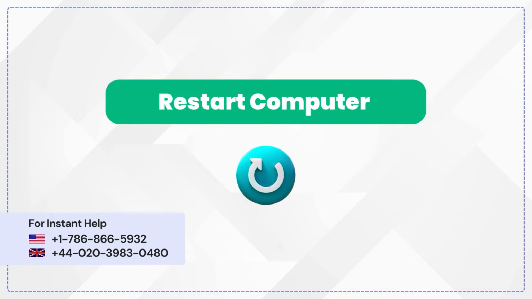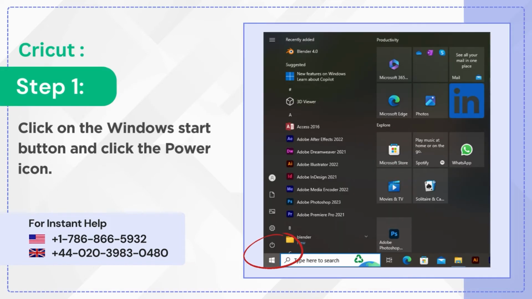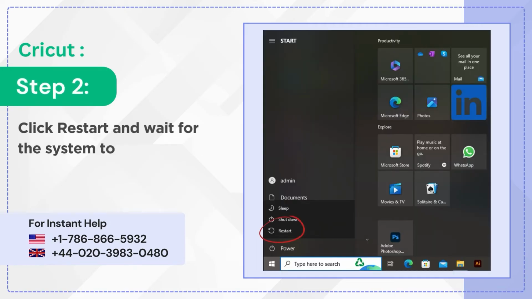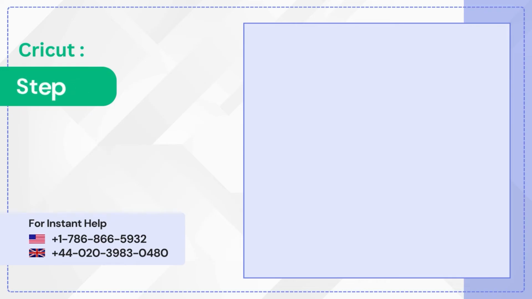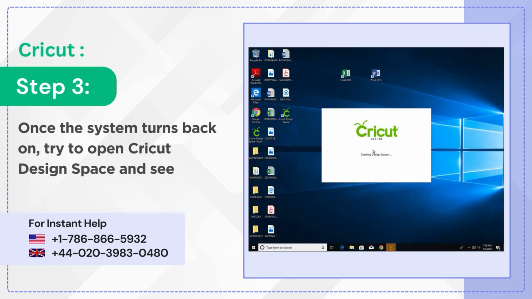Restart computer. Step 1, click on the Windows Start button and click the power icon. Step 2, click Restart and wait for the system to restart. Step 3, once the system turns back on, try to open Cricut Design Space and see if it works.